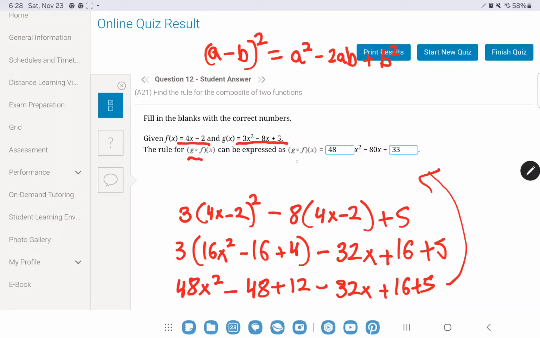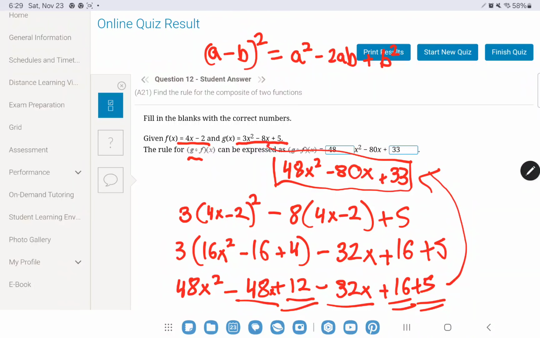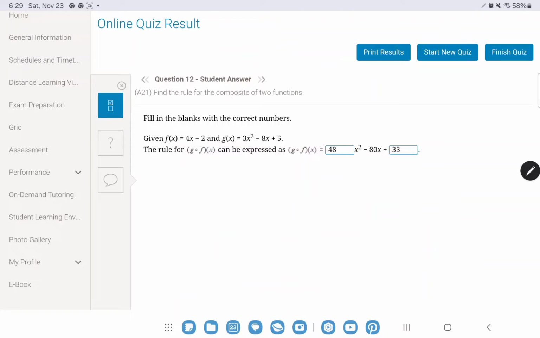I'm going to start solving here. So 48x squared is the only x squared, so we keep it. Here we have 48x and 32x, both negative, so you have to add them. So minus 48x plus minus 32x is minus 80x, and then you have 12, 16 and 5. When you add them, you get plus 33, and that's how you solve this question. Now let's move on.